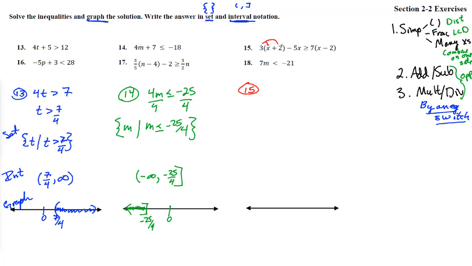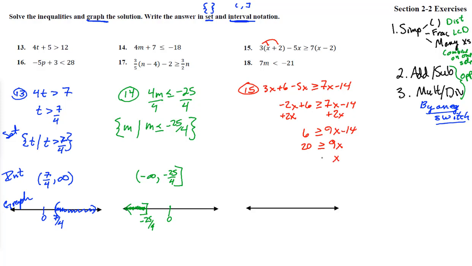We've got parentheses here, so let's distribute that in. We get 3x plus 6 minus 5x greater than or equal to 7x minus 14. 3x minus 5x is a negative 2x plus 6 greater than or equal to 7x minus 14. We've got to get the x's together. Let's add 2x over here. So add 2x, and we now have 9x minus 14 less than or equal to 6. Add 14 to both sides, we get 9x is less than or equal to 20, and divide both sides by 9. We get x less than or equal to 20/9.